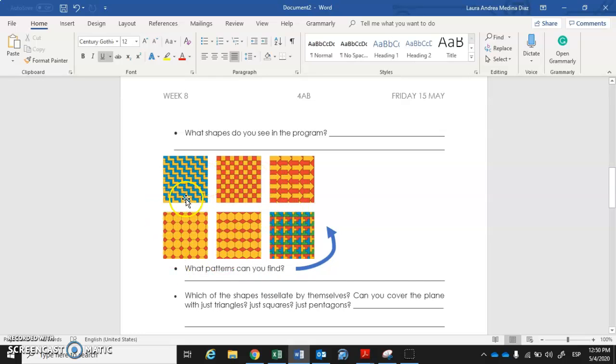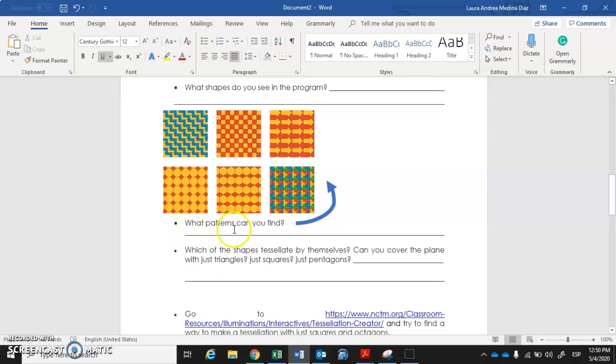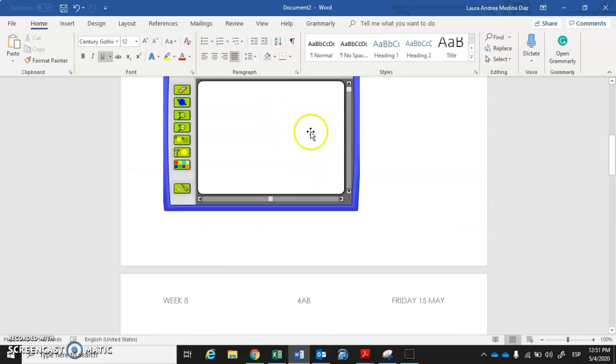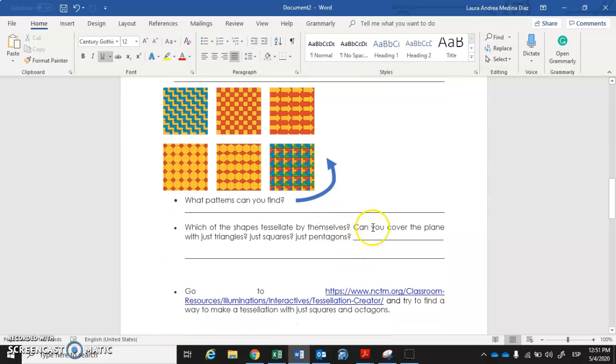These are some examples of how to do tessellation, so you can have an idea of what we are going to do in the next classes. So please write what shapes you see in the pattern in these pictures. Now, which of the shapes tessellate by themselves? Can you cover the plane? The plane is this. Can you cover the plane with just triangles, just squares, or just pentagons?